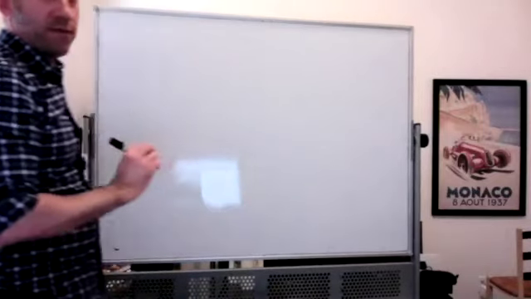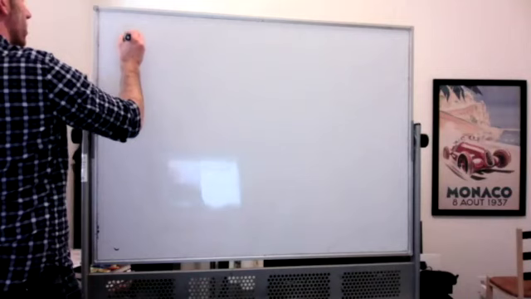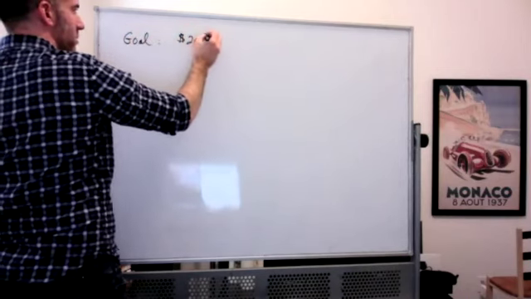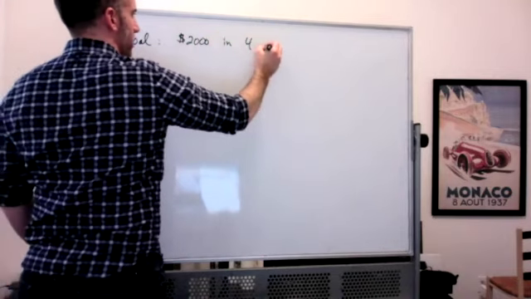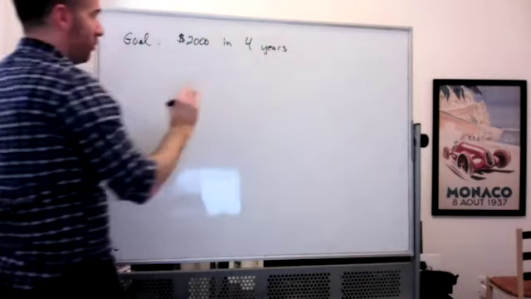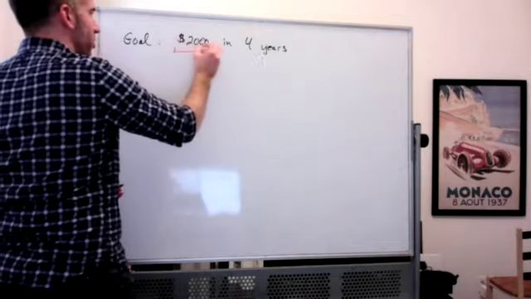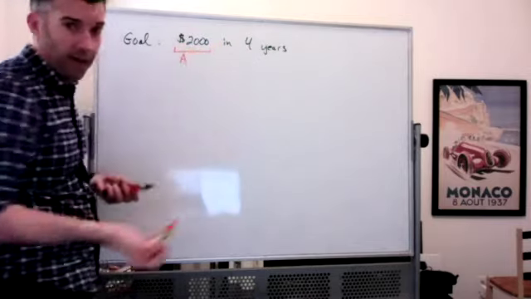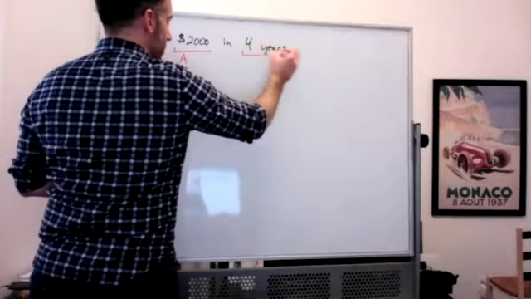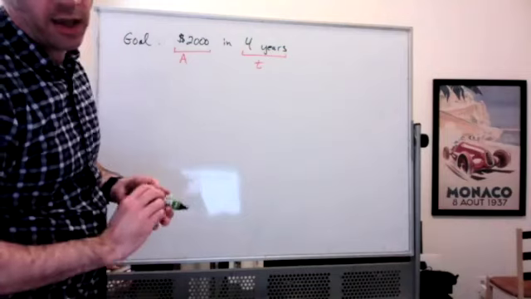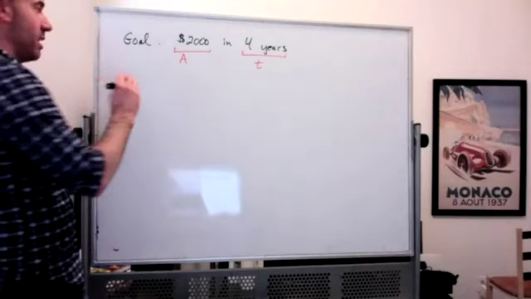Your goal is to have $2,000 in 4 years. So goal, $2,000 in 4 years. I just want to point out already, before I even do anything else, I'm thinking, okay, this is probably the amount of money I want to have, and this is the number of years. And the rate of interest is 10%.